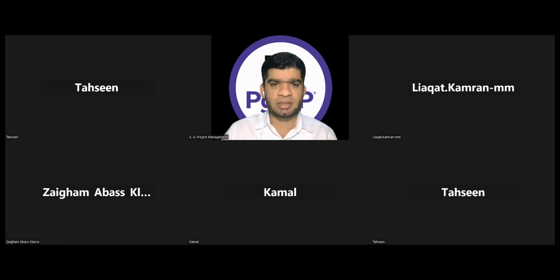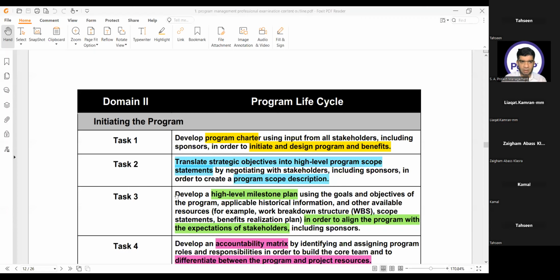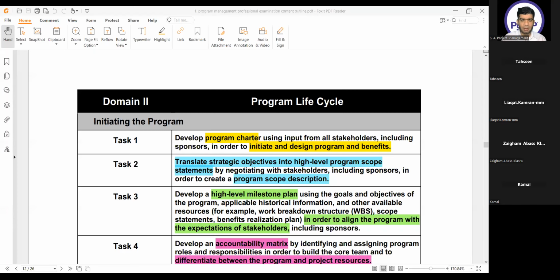Kamal sir, please read task 3. It's not visible on the screen. Sorry. Can you see now? Yes. Develop a high-level milestone plan using the goals and objectives of the program, applicable historical information, and other available resources. For example, work breakdown structure, scope statements, benefits realization plan, in order to align the program with the expectation of stakeholders, including sponsors.